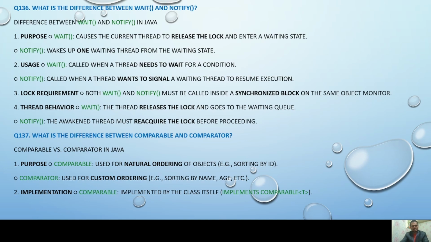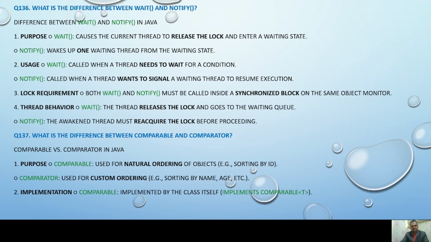Lock requirement: both wait and notify must be called inside a synchronized block on the same object monitor. Thread behavior. For wait, the thread releases the lock and goes to the waiting queue. For notify, the awakened thread must reacquire the lock before proceeding.